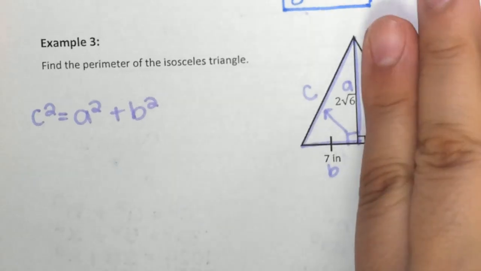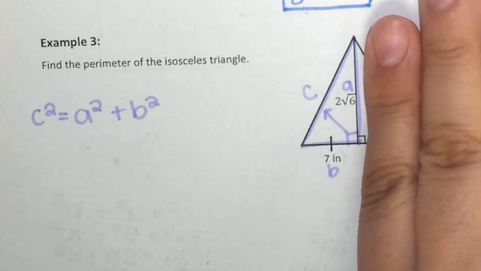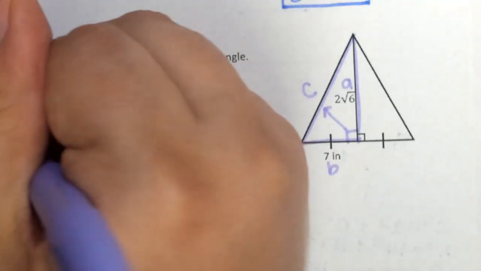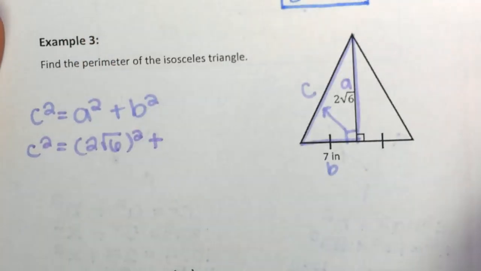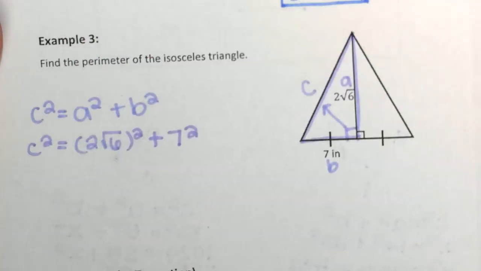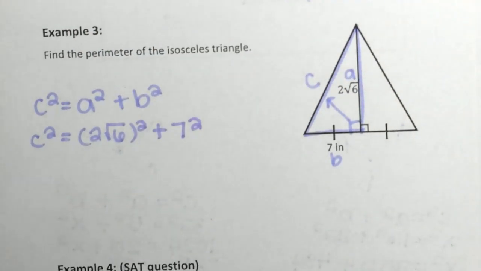So we're using just this left side of the triangle for right now. Yeah, it's not too bad. I'm going to leave that C squared. That's going to be 2 square root of 6 squared plus 7 squared. Be careful with the 2 square root of 6. You need to put that in parentheses. If you don't have it in parentheses, put it in parentheses. What is 2 square root of 6 squared?